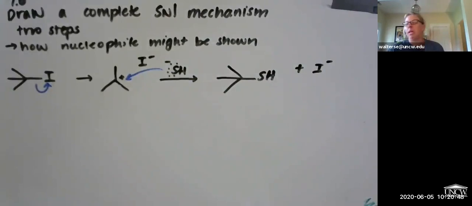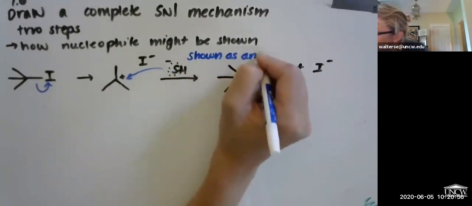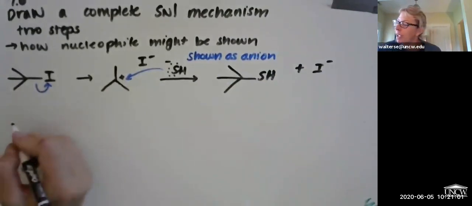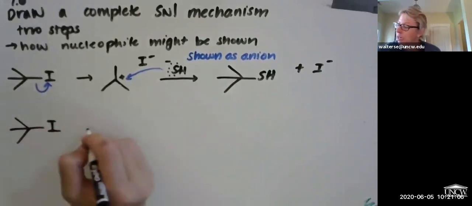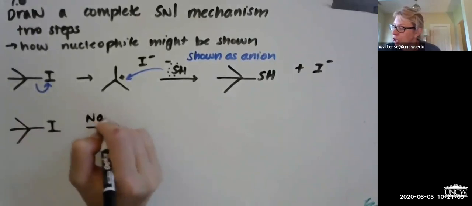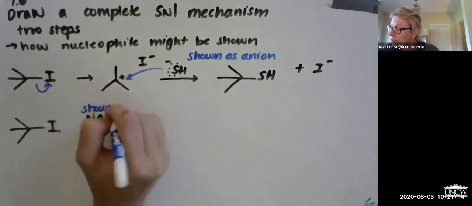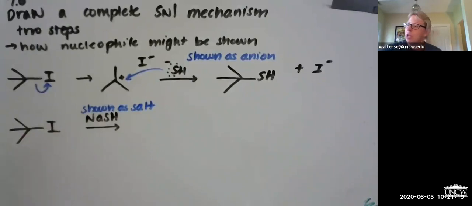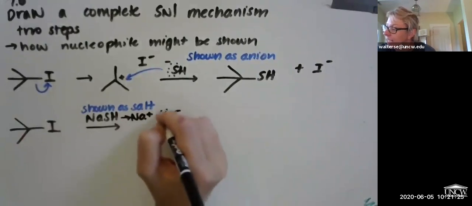Okay. All right. So it could be shown as an anion. The other way that you can show the same reaction is to show that as a salt. So when you have a salt, what you get is a cation and the anion.